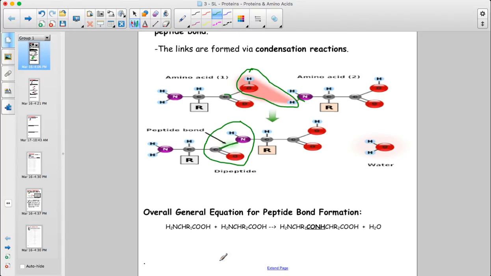Okay, so the overall general equation is that water gets removed, and now we've got this written here. This is amino acid number 1, amino acid number 2, so I've just said R1 and R2, and we're going to pull out one of these H's from the N, and we're going to pull off the OH from the carboxyl group there, and so this is the amide link on the right.